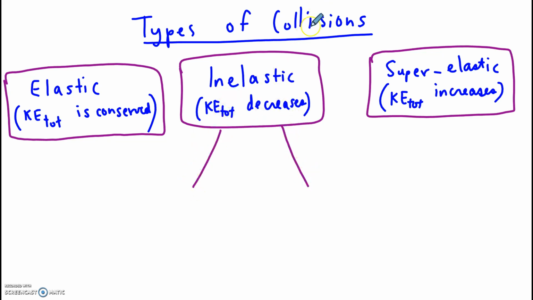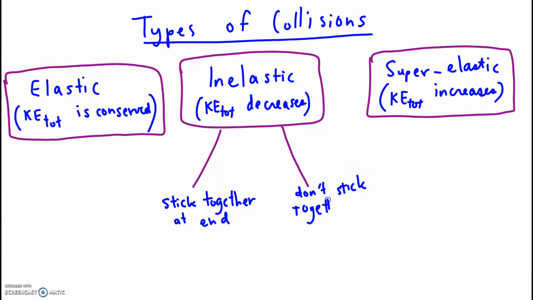Now we do take inelastic collisions and we break it up. We say there are 2 types of those. There are types where the objects stick together at the end or after the collision. And then there are types where they don't stick together at the end. These on the left, where they stick together, we give them a fancy name. We say they're perfectly inelastic.